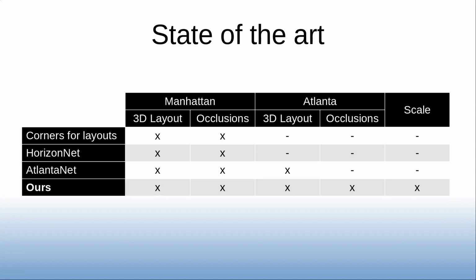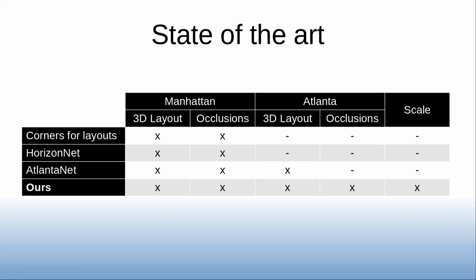Corners for Layouts proposes a convolutional network with convolutions adapted to the spherical distortion of equirectangular panoramas, obtaining the boundaries of the structural lines and corners of an indoor environment. HorizonNet proposes a different architecture, combining a convolutional feature extractor with a recurrent block to obtain 1D representations of the boundaries of the structural lines. AtlantaNet proposes a similar architecture to HorizonNet, however, they are able to also manage Atlanta environments.